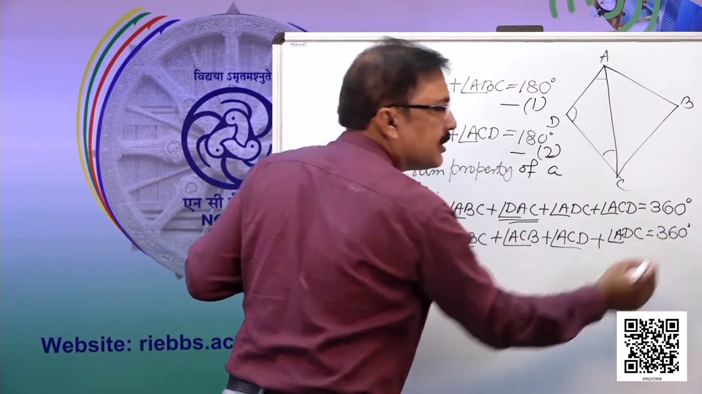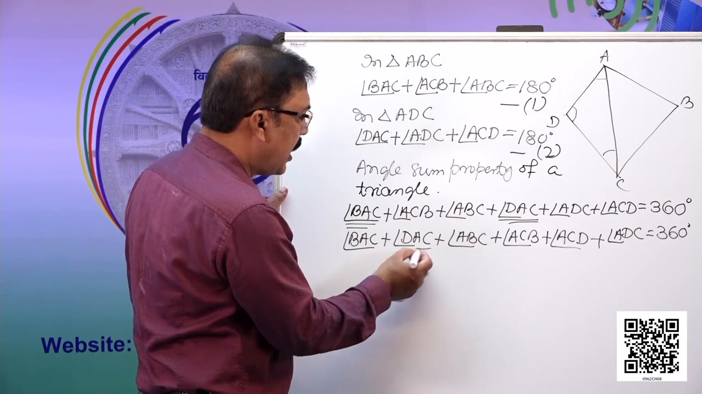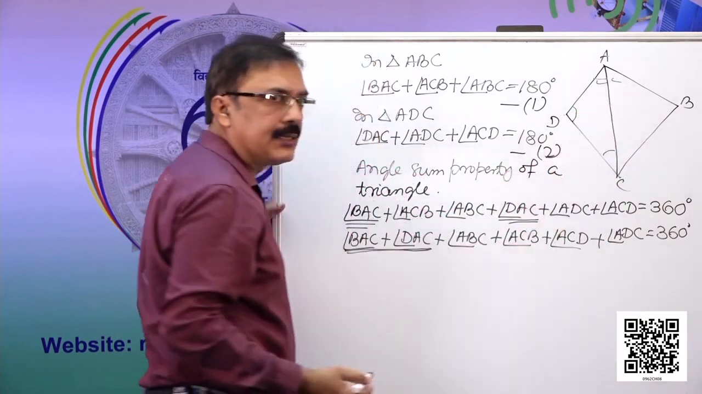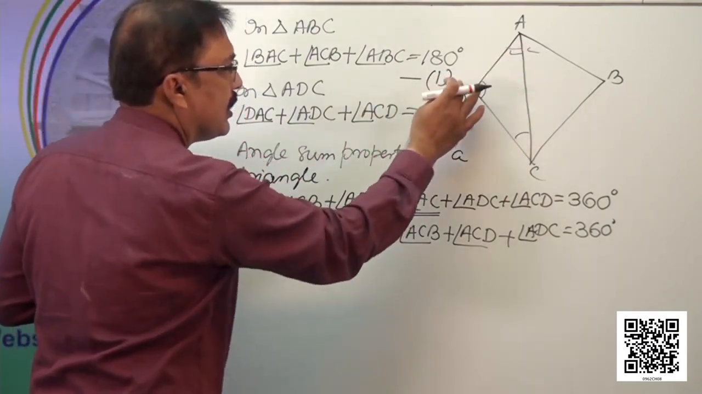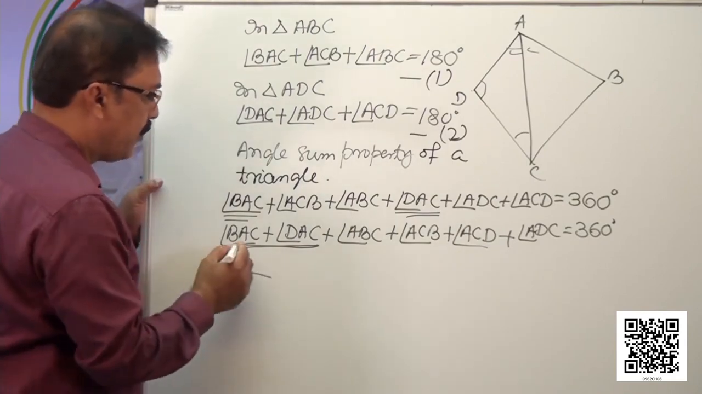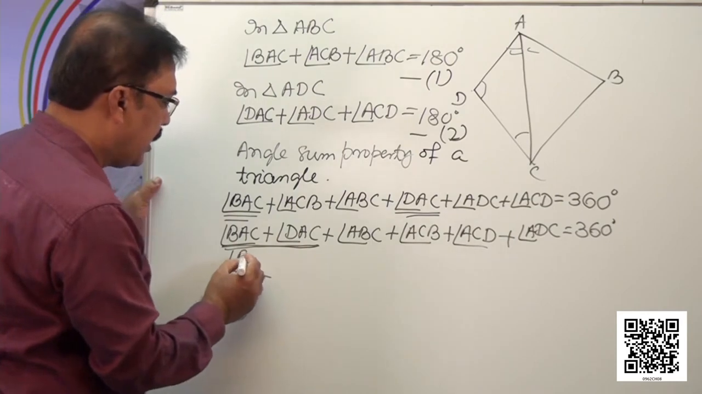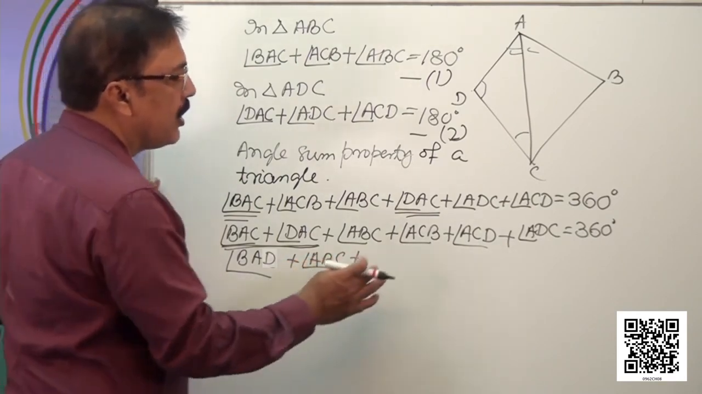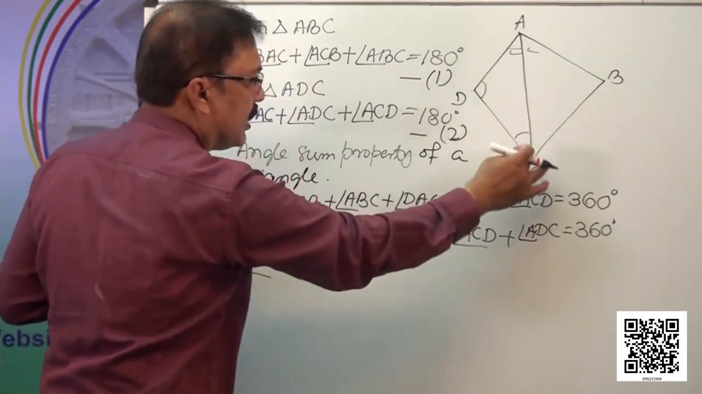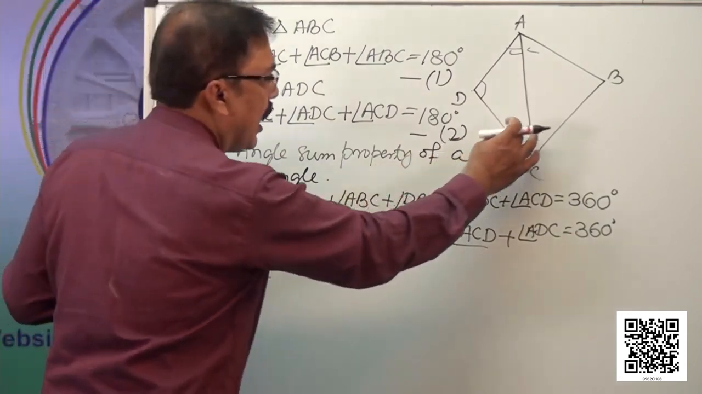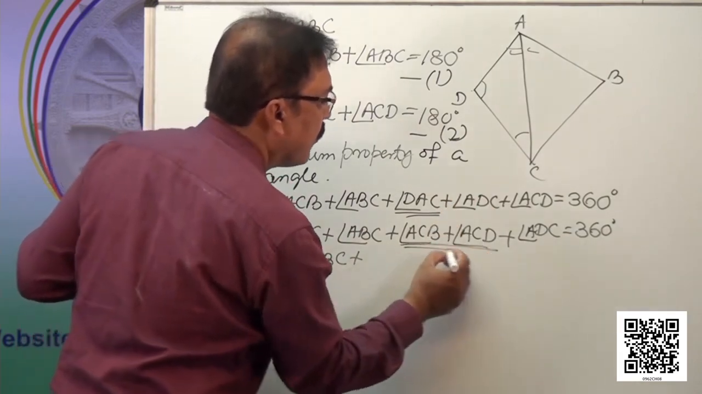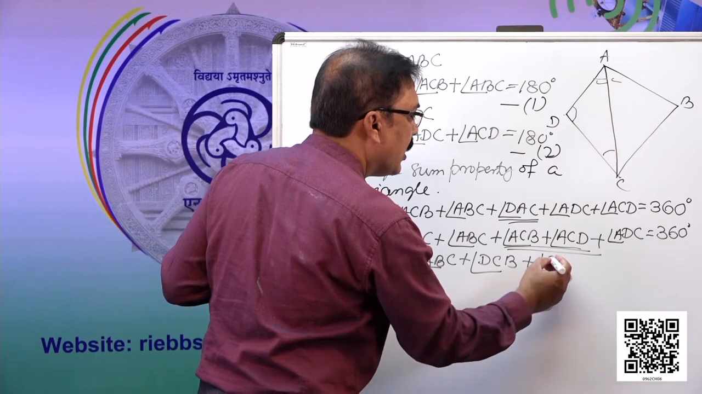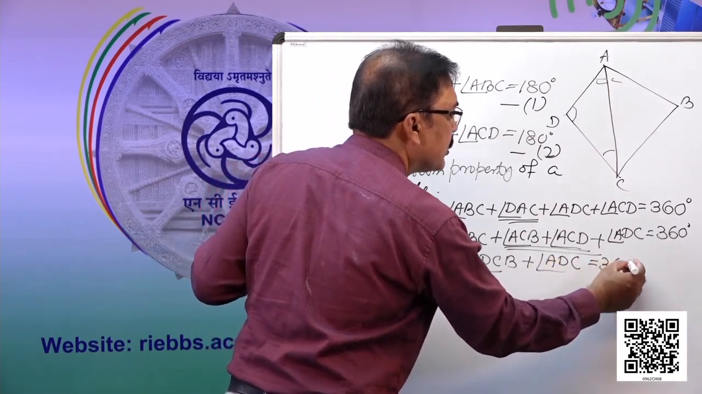This gives 360 degrees. Now you see BAC and DAC, these two are adjacent angles. So the sum of these two angles is the same as angle DAB. So in place of BAC plus DAC, we can write angle BAD plus angle ABC. And in place of ACB and ACD, which are again two adjacent angles, the sum of their angles is the same as DCB. So in place of the sum of ACB and ACD, we can write angle DCB plus, and the last one is ADC. So this gives 360 degrees.